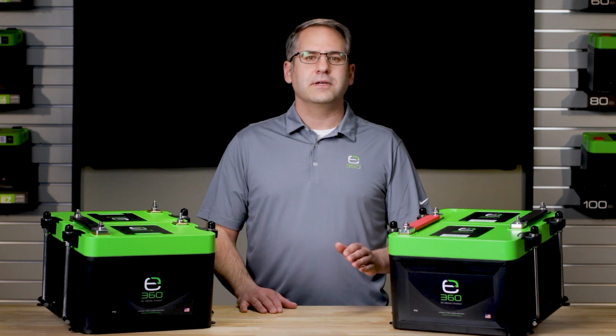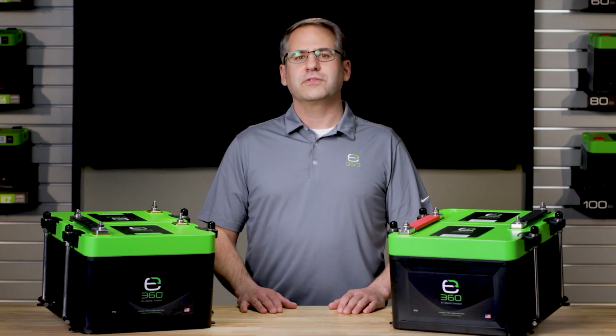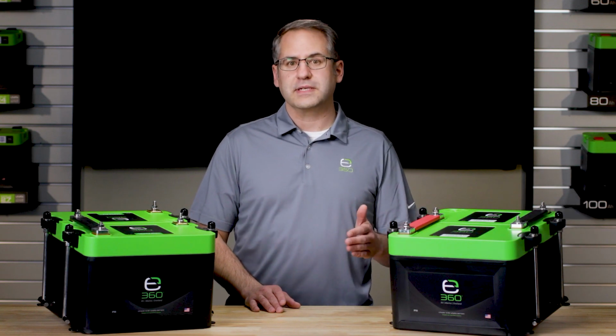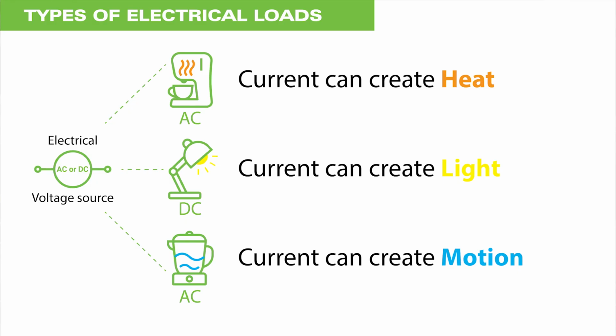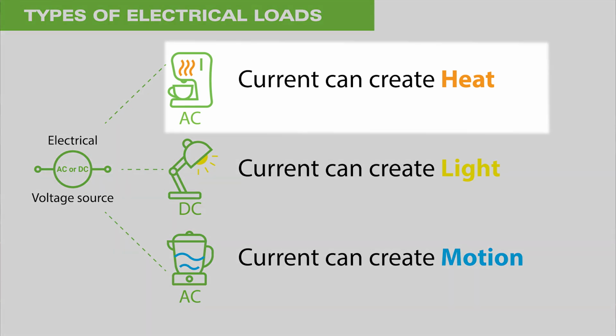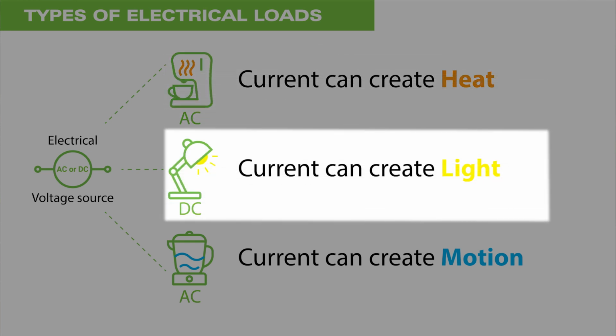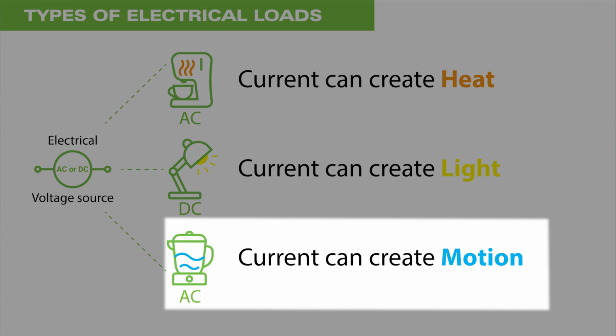First, let's look at the definition of what an electric load is. An electric load is a device or component that consumes electrical energy in the form of a current and transforms it into another form such as heat, light, or motion. Some examples are a coffee pot, which is current creating heat, LED lighting, which is current creating light, and a blender, which is current creating motion.